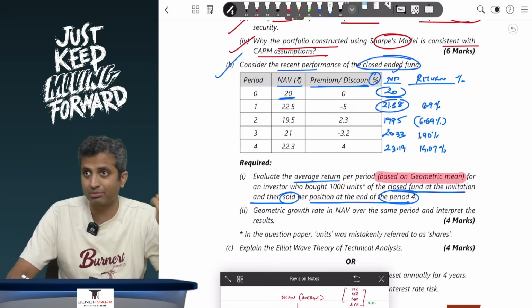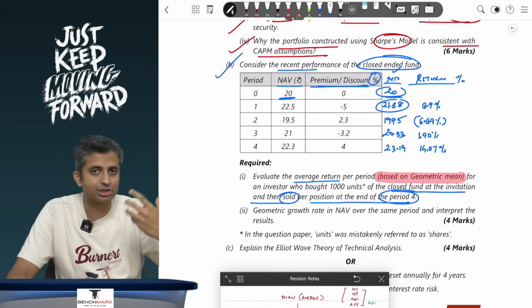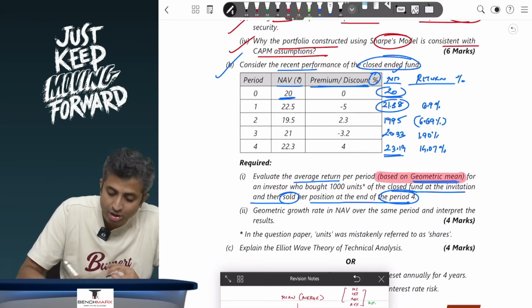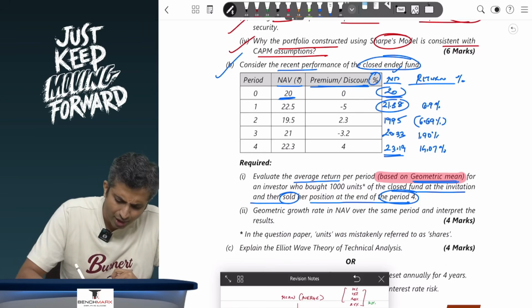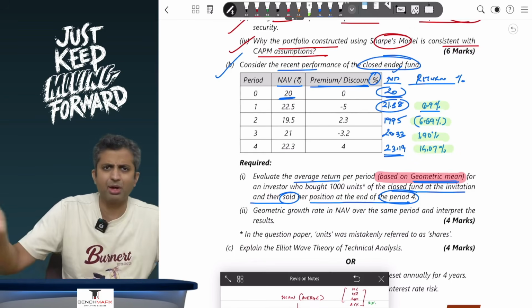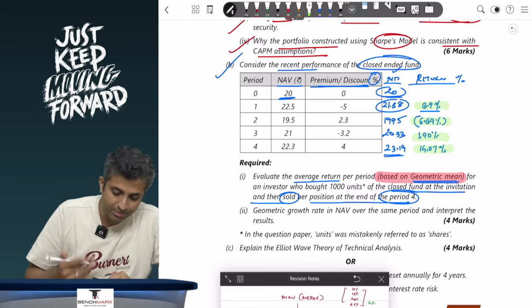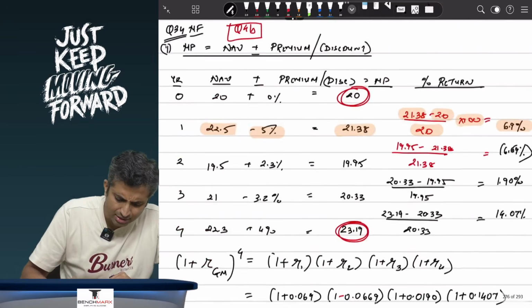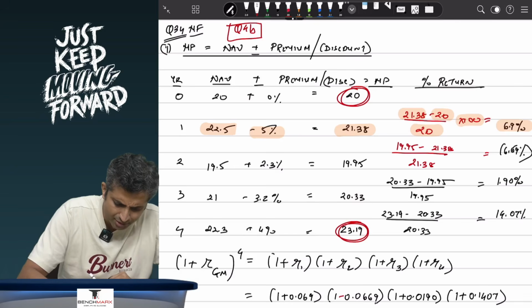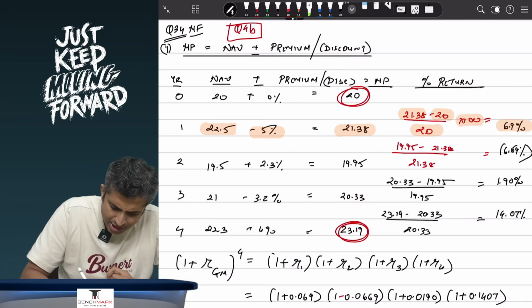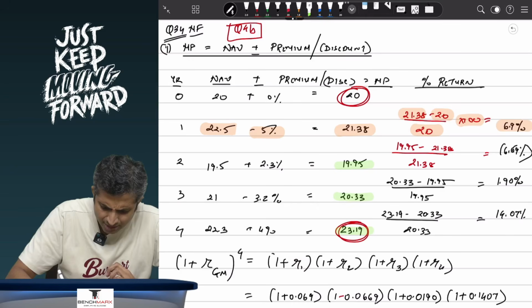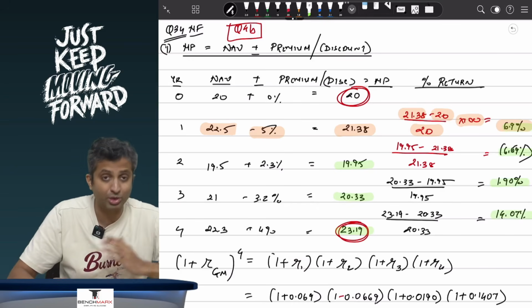I would say based on market price, because for a close-ended fund, if I want to actually sell in the market, I would have sold at 23.19. And you have been asked to calculate a return using geometric mean. If I had to find using arithmetic mean, this is 1, 2, 3, 4 divided by 4, end of story. The problem came because of the geometric mean, and you'll use similar principles. So over here, first you find the market prices, 21.38, 19.95, 20.33, 23.19, and then the returns, 6.9, negative 6.69, 1.9, 14.07.